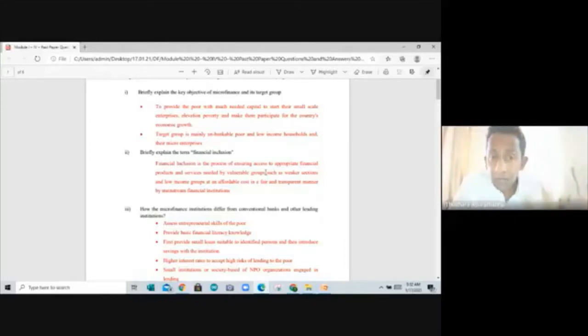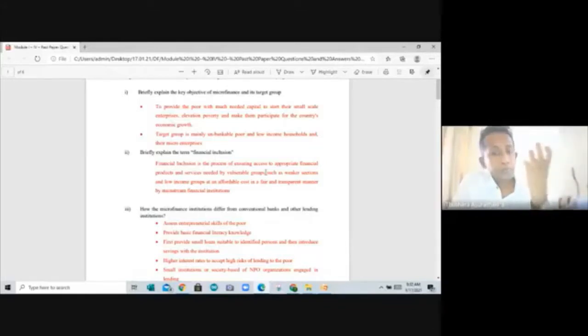But no need to memorize this definition. See what are those 4 key areas. First one is appropriate financial products and services. That is one. Because financial inclusion is about provision of what? Appropriate financial products and services. That's number 1.